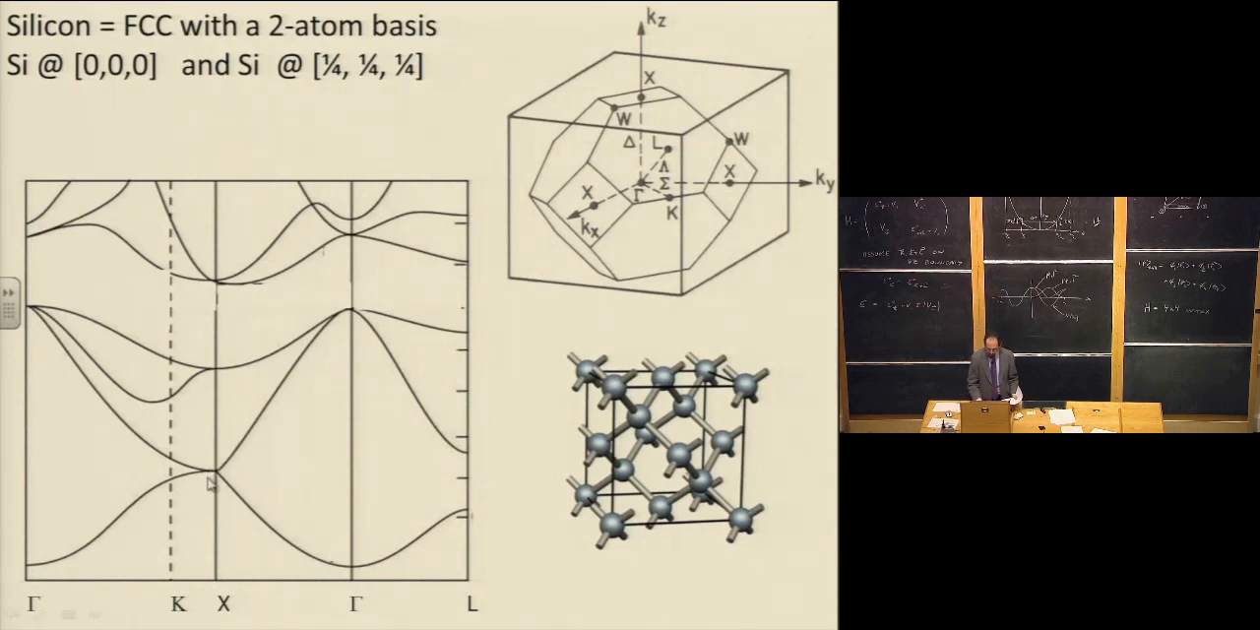And so what one is supposed to deduce is that there's no backscattering at the X point at all. For some reason in silicon, you do not get scattering at the X point. Okay, so now we're going to try to figure out why that is.